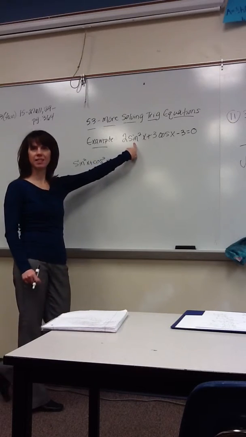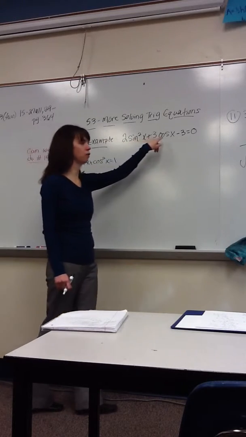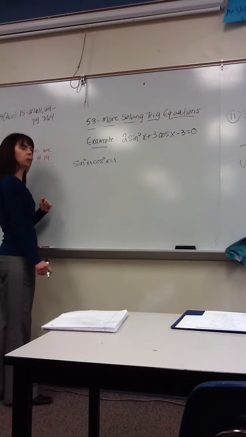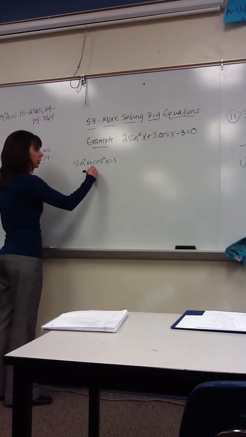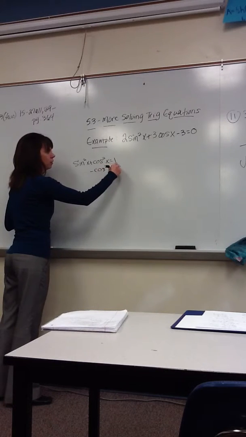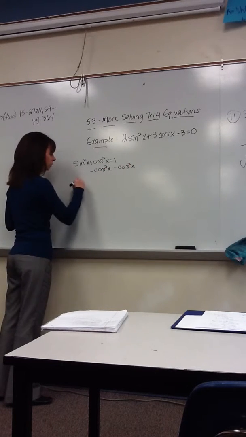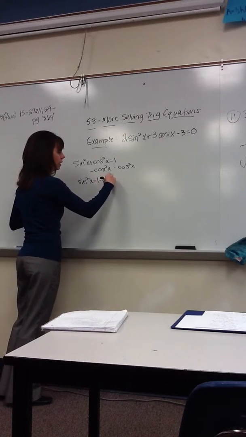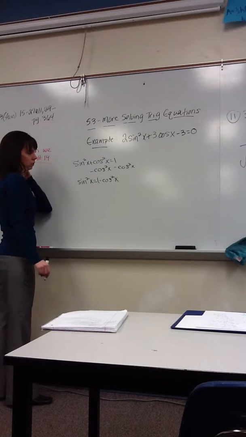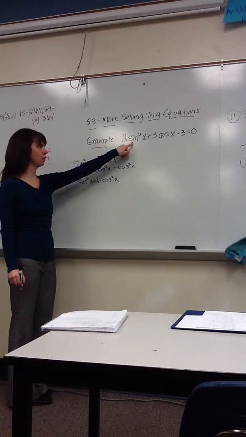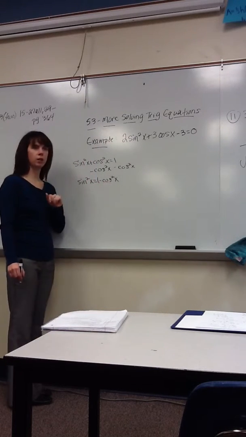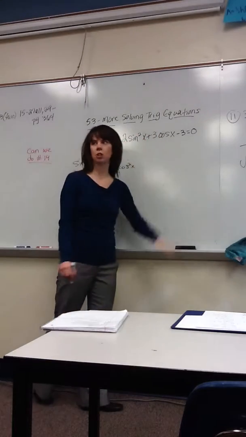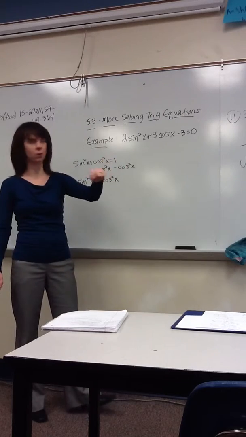So if I had to write this sine squared so that it was in terms of cosine instead, what would I do? I'm going to subtract cosine squared from each side. So I know then that the sine squared of x is equal to 1 minus the cosine squared of x. So I'm going to take this sine squared, and I'm going to replace it with 1 minus cosine squared. And then I'm going to have a cosine squared and a cosine, which will be much easier to use than using a sine squared and a cosine.